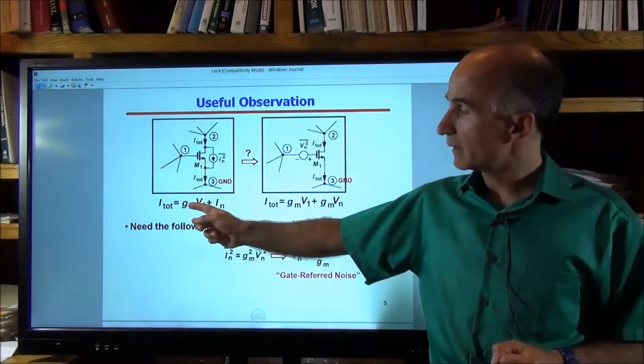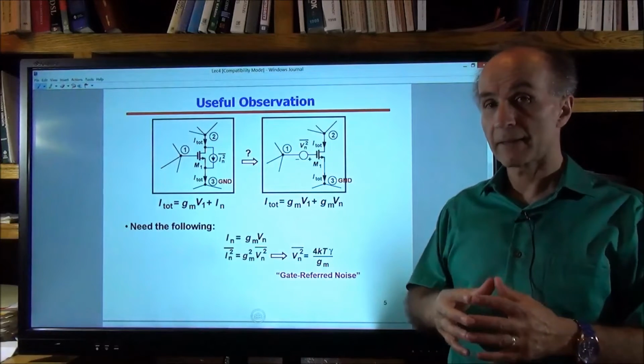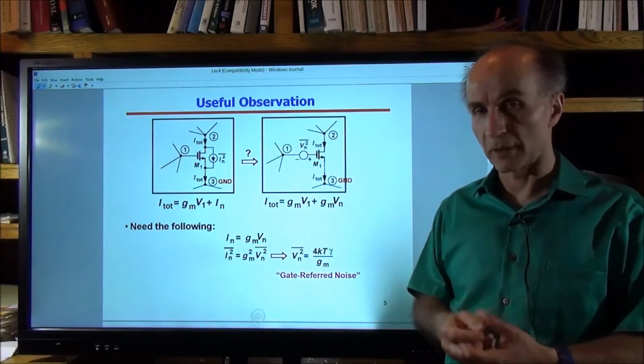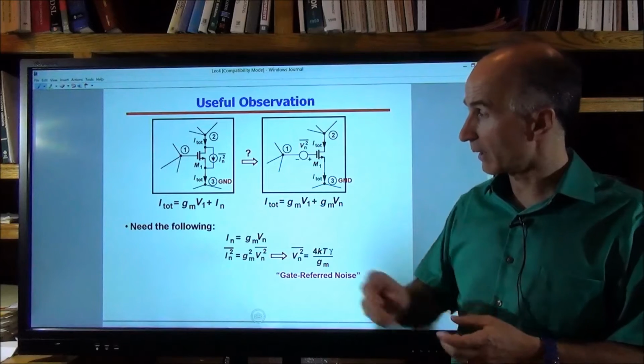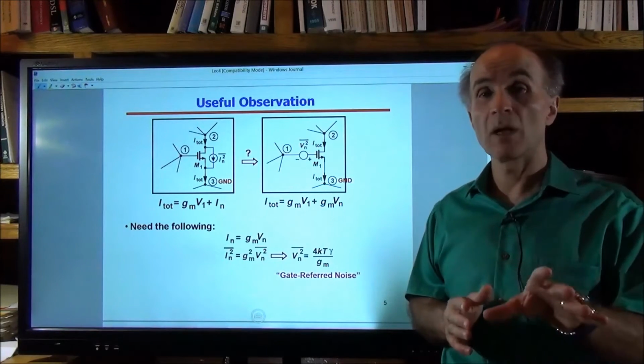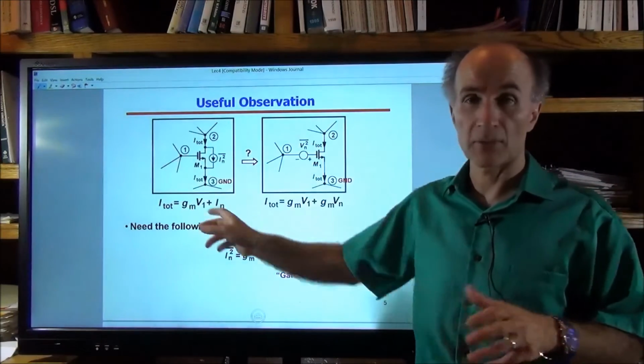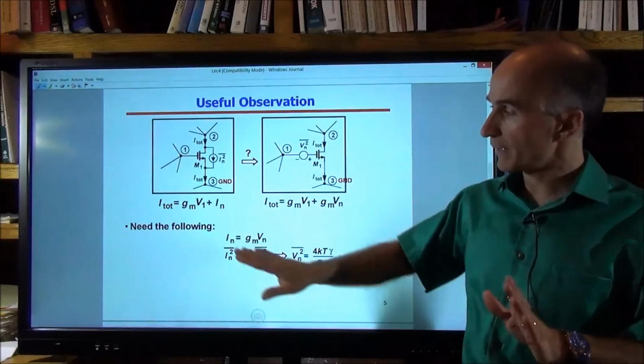Why did I write these as voltage and current quantities, not as squared quantities, as spectra? This is because V1 and In are definitely correlated, right? The noise in V1 comes from In, somehow through some feedback or something, right? So we just have to keep it like this.